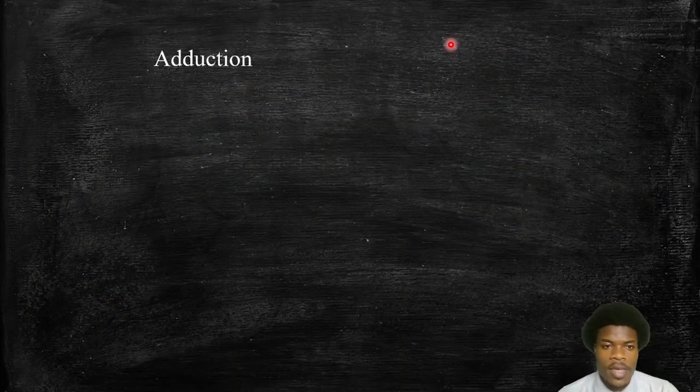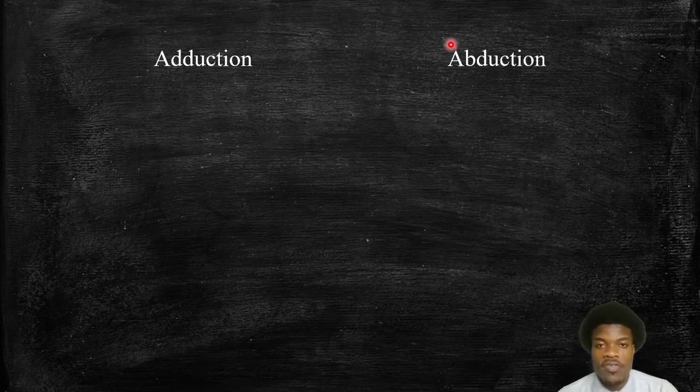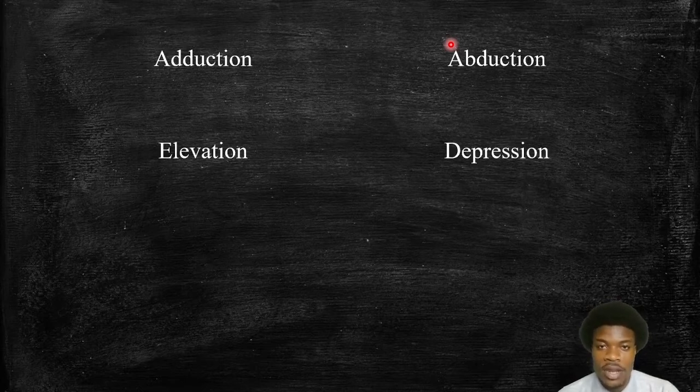So these are a few words that we need to look at as we are going to talk about the eye movements. Adduction. Adduction simply means the eyes moving towards the nose or towards the midline of the body. Then we have abduction, moving away from the nose or away from the midline of the body. We have elevation, looking up. Depression, looking down.